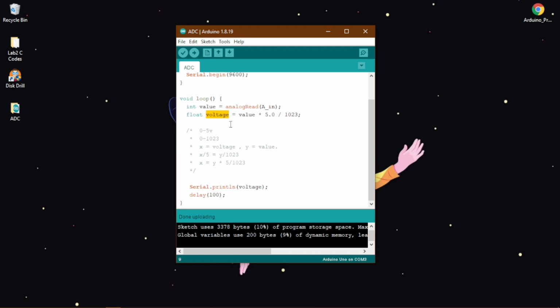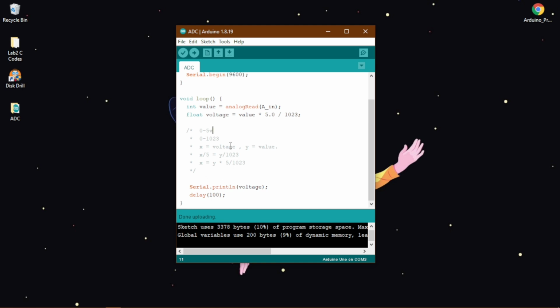Then we define another variable, which is a float variable called voltage, and then we write an equation to calculate the voltage, because in Arduino, for 0 to 5 volts it gives us a value between 0 and 1023. So we need to convert the value of 0 to 1023 to a voltage of 0 to 5. To do that, we need to do some equation.